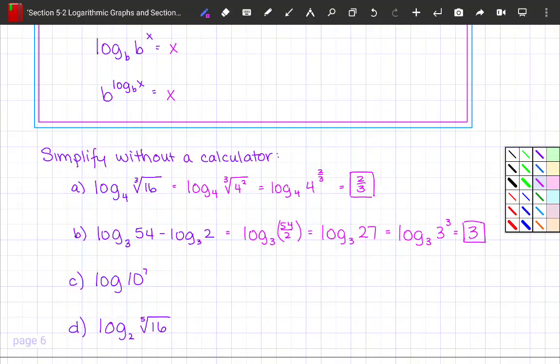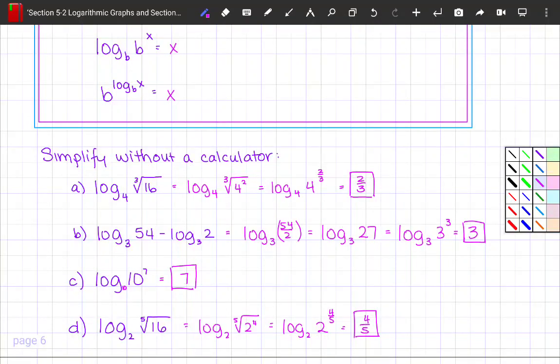For part C, don't forget, if the base isn't written, it's an invisible 10. And now the bases match. Your answer is 7. And then part D is actually a lot like part A. 16 is 2 to the 4th, but we're taking the 5th root. So we can say the argument is 2 to the 4/5. Now the bases will cancel. We're just left with 4/5.